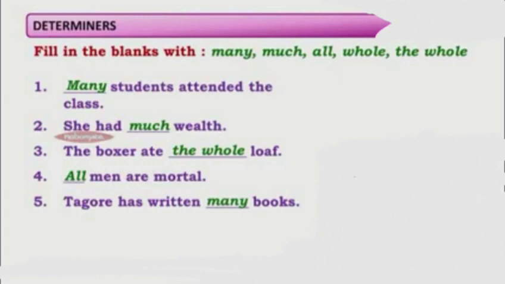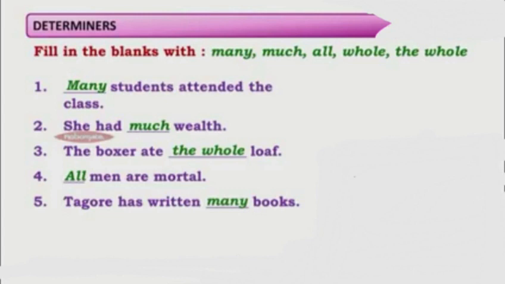Second sentence: she had dash dash wealth. Now, in this case, we are going to use the determiner much. Why do we use much? Because wealth we actually measure in terms of quantity, not in number. So, it is uncountable, and thus we need to use much. So, the answer will go like this: she had much wealth. Okay.